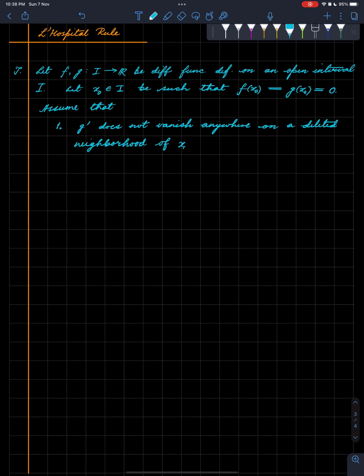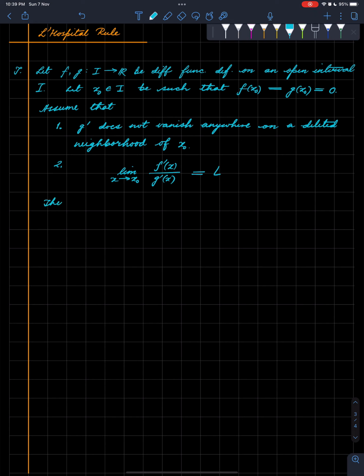of x0, and two, a limiting statement, that this limit is some real number L. It exists and it is some real number L. So it is because of the first that this even makes sense. You can talk about this limit once the first statement is given, because otherwise this denominator will cause problems. Okay. So we have these two assumptions. These are some technical looking assumptions.